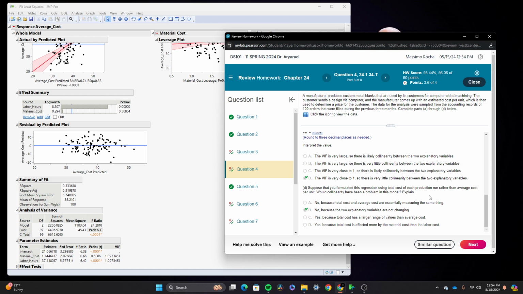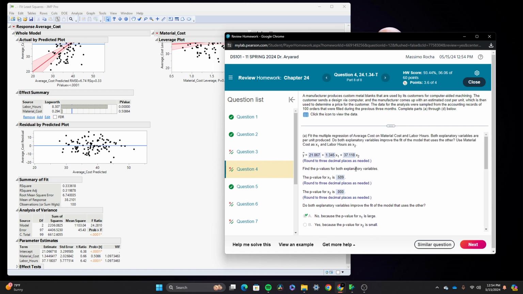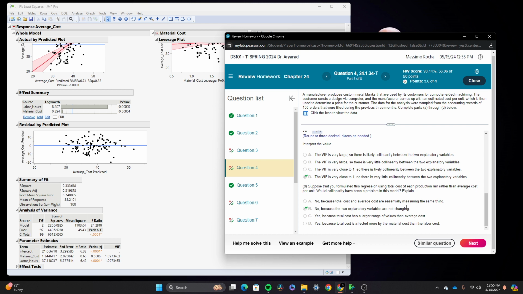Then lastly here, it says suppose that you formulated this regression using the total cost of each production run rather than average cost per unit. Would collinearity have been a problem in this model? No, because in the end, these two right here, the X1 and X2 are the same. It's still going to be material costs, still going to be labor hours. So, therefore, we're still going to get the same VIF. As you see here, it's only measuring these two, not the intercept. So, therefore, it's going to be no. The two explanatory variables are not changing. And that is chapter 24.